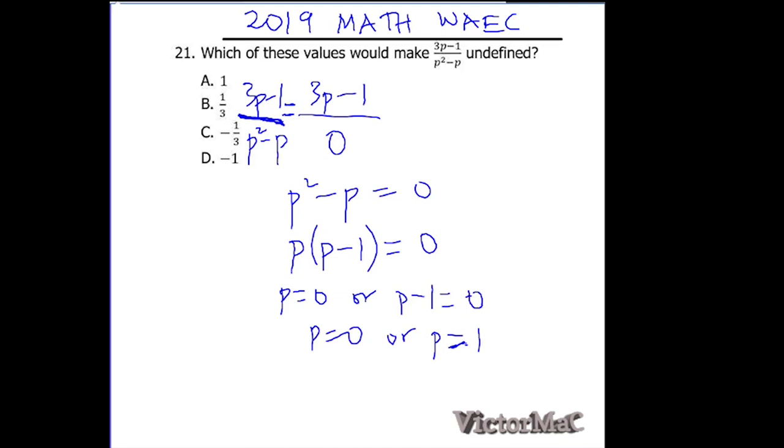So these are the two values. And looking at the options, we don't have this answer, but we have this. So our answer for this is A.